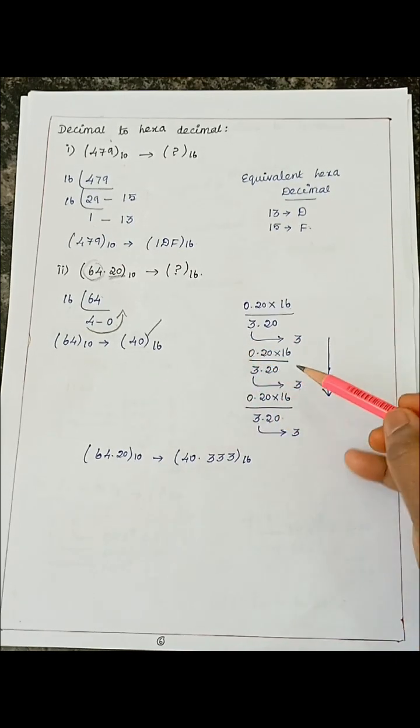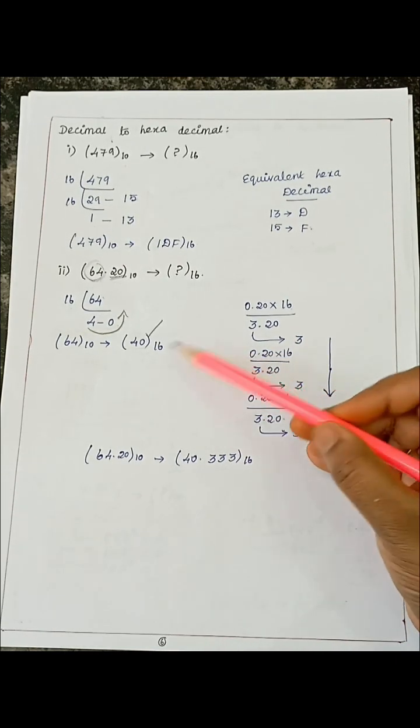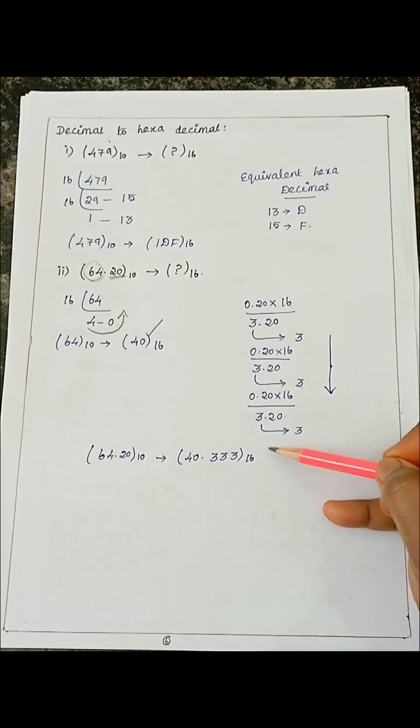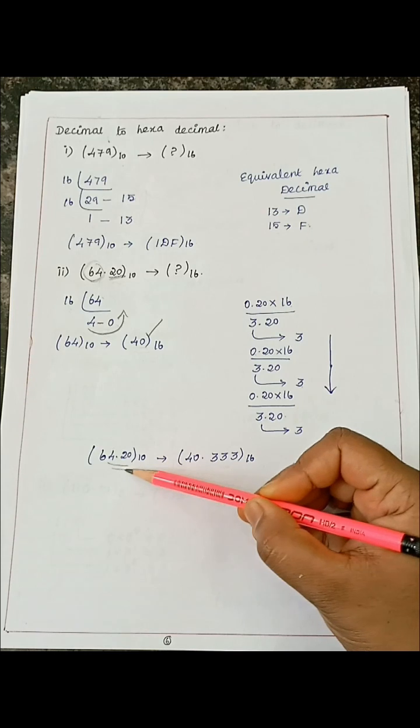So consolidating these two values, we are getting 40.333. This will be the hexadecimal equivalent value for this decimal number.